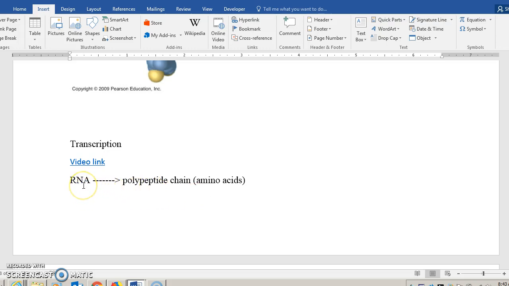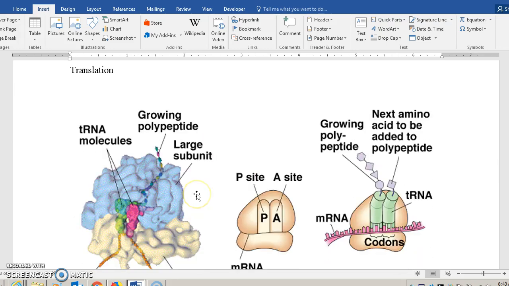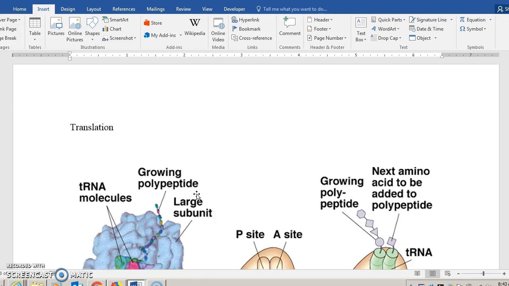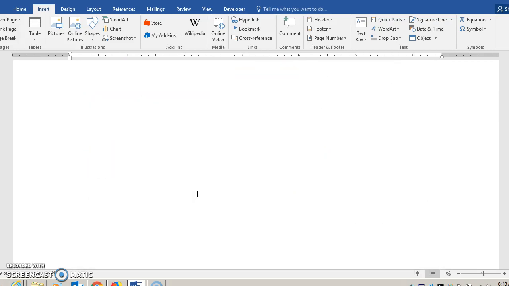So to get from RNA to a polypeptide chain, which is an amino acid chain, we're changing language, so to speak. So this is called translation. We're going from the nitrogenous base sequence to an amino acid sequence. And this happens with the help of three different types of RNA molecules, and it occurs at the ribosomes.